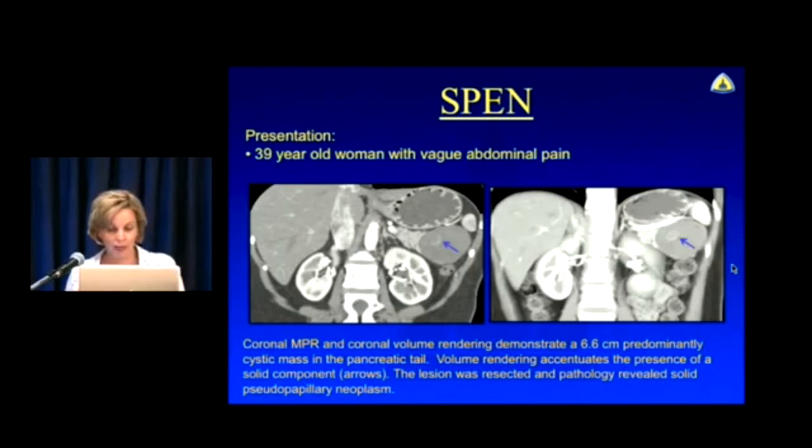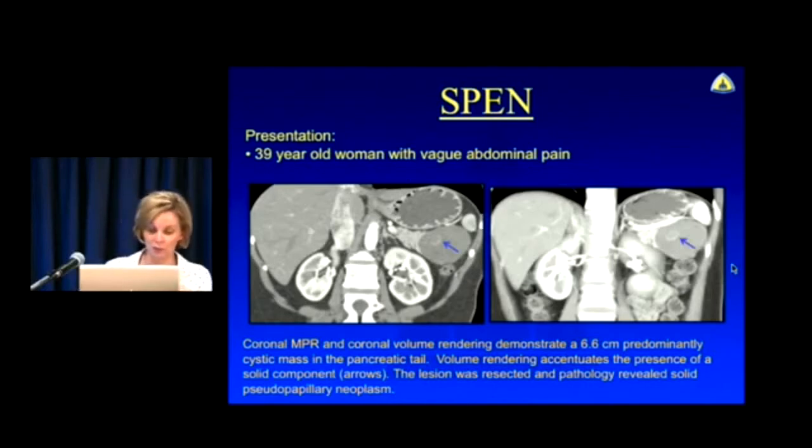39-year-old, vague abdominal pain. Here we have MPRs and volume rendering, and you see a 6.6 centimeter cystic mass in the pancreatic tail. Okay, there's some septation in there and a solid component. So if you showed me this, what would I say? Well, I would say mucinous cystic neoplasm. That would be my first diagnosis. Based on the age, it's going to be a SPEN or a mucinous cystic neoplasm. And when it was resected, it was a SPEN.